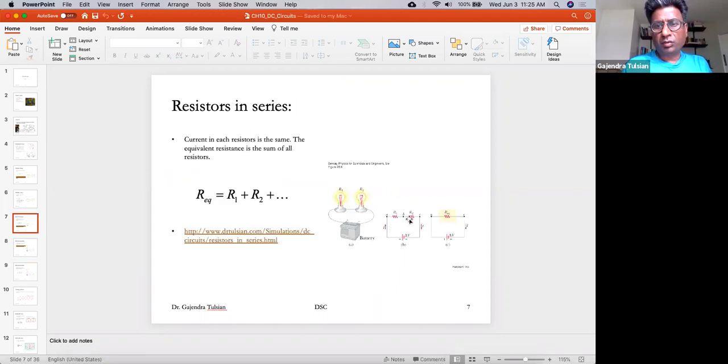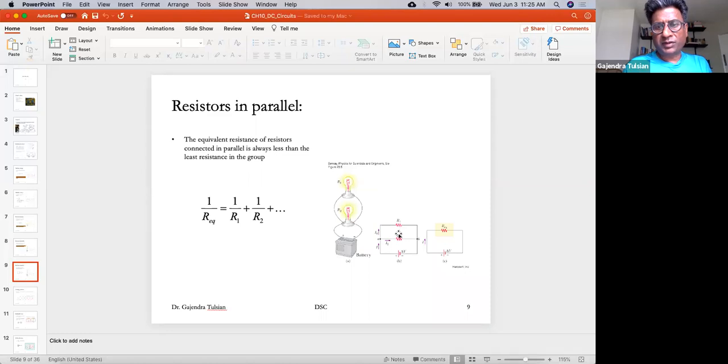So when you have a bunch of resistors and you need a bigger resistor, you connect them in series. And when you have a bunch of resistors and you want a smaller resistor, you would connect them in parallel to get a smaller resistor.